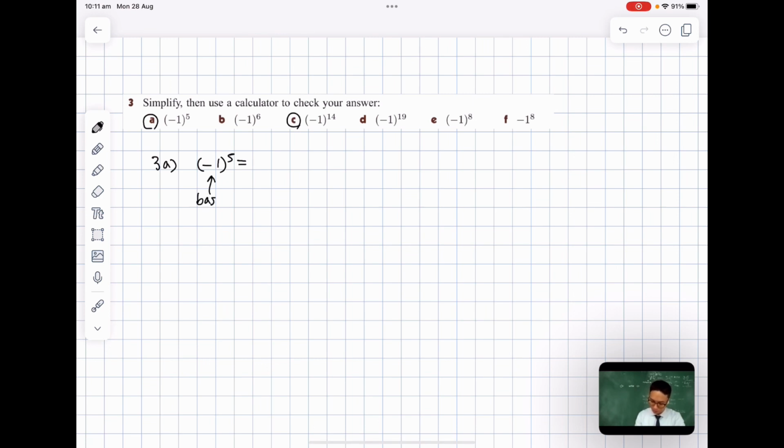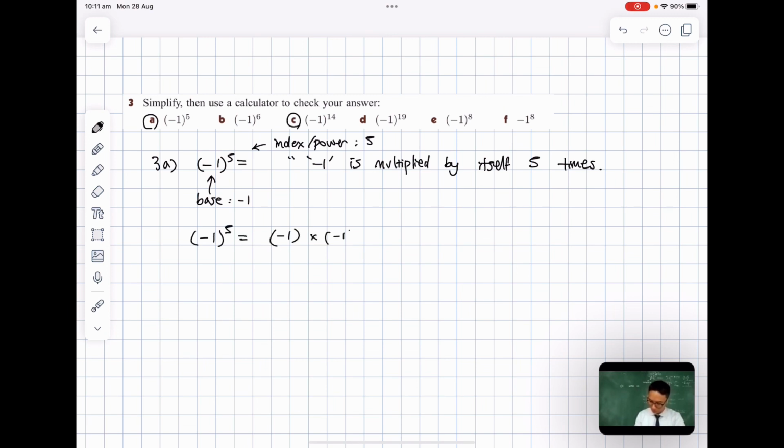Now what does this mean? The base number is -1 and the index, or the power, is 5, which means -1 is multiplied by itself 5 times, and that looks like this: -1 times -1 times -1 times -1 times -1.